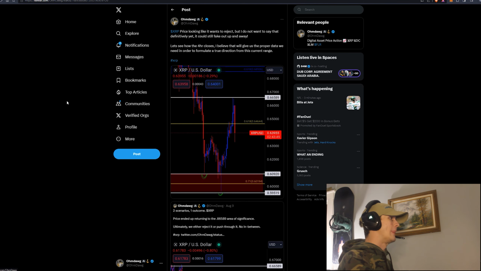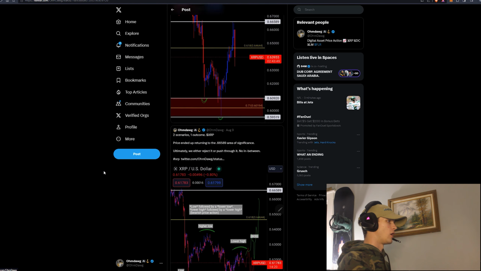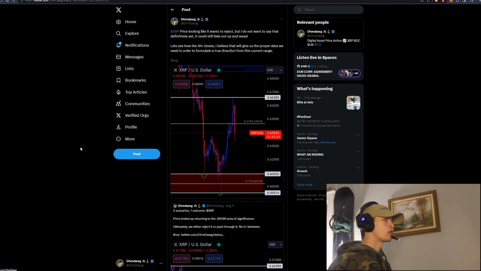And here we go. This was August 9th. Price looking like it wants to reject, but I do not want to say that definitely yet. It could still fake up out and away. Let's see how the 4 hour closes. I believe that will give us the proper data we need in order to formulate a true direction from this current range.